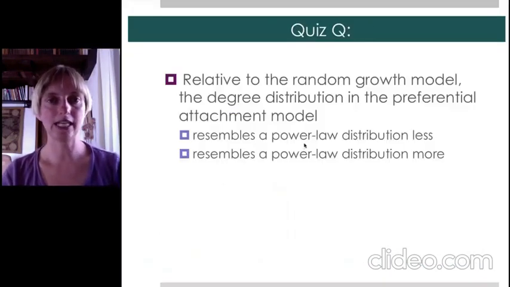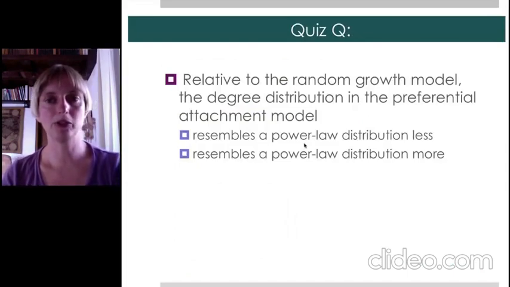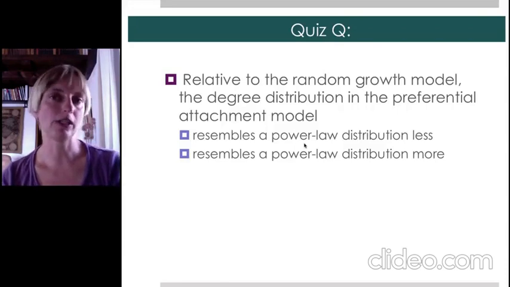So just to test your understanding, relative to the random growth model, the degree distribution in the preferential attachment model is going to resemble a power law distribution less or more.